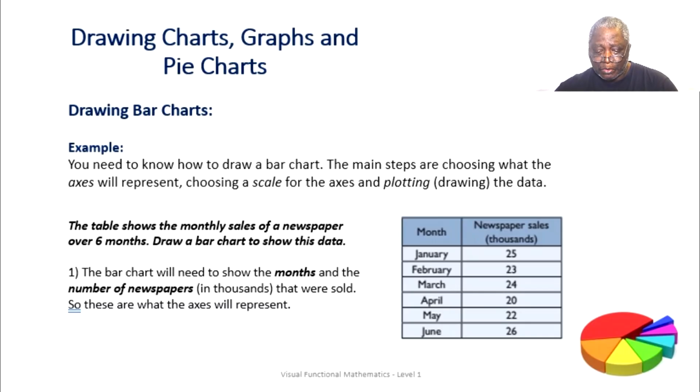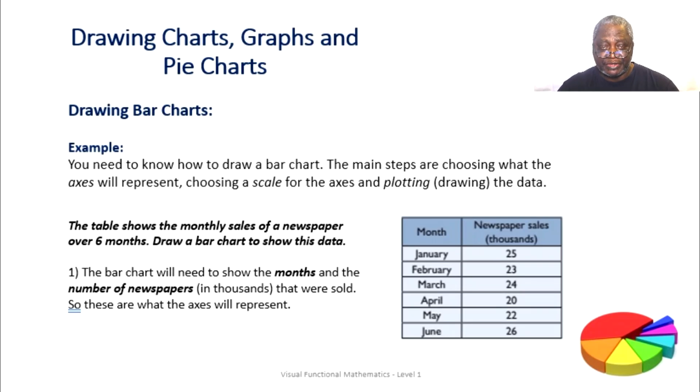So what is the period? You have January, February, March, April, May, June, if you look at the table on the right. And then you have the newspaper sales in thousands, starting from January 25, February 23, March 24, April 20, May 22, and June 26. That tells you that all of those figures are in thousands. That's why you see the heading newspaper sales and then in brackets thousands.